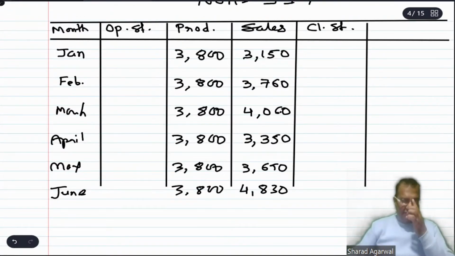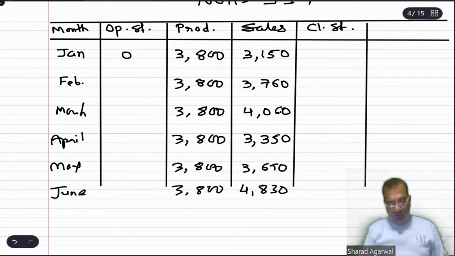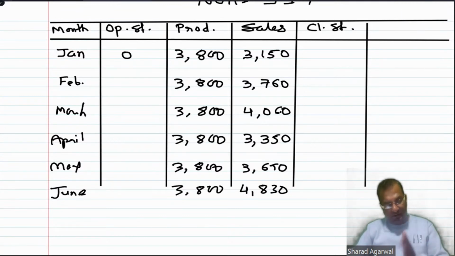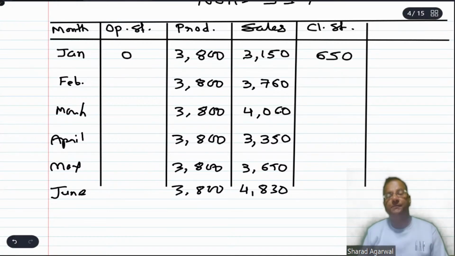Beta, it is clearly given in, I think, second or third point from the last, that opening stock of December is 0, closing stock of December is 0, so opening stock of January is 0. Last month का closing, current month का opening होगा, so we can easily find out. 3800 is the production, sale is 3150, therefore the closing stock is 650.